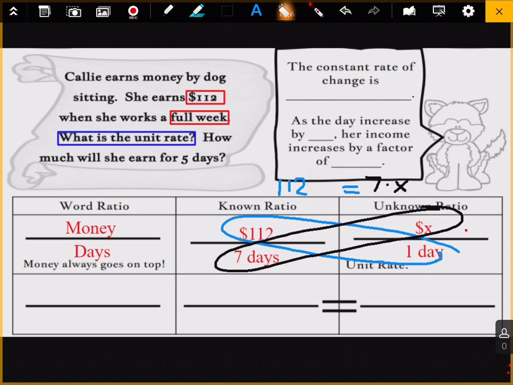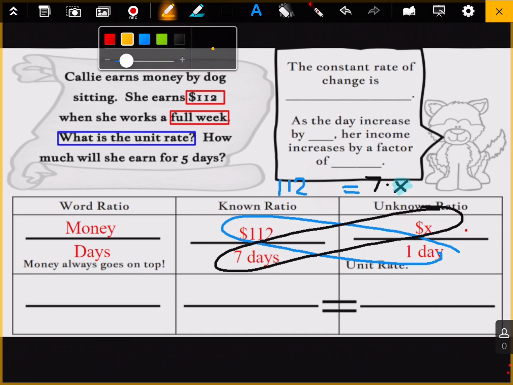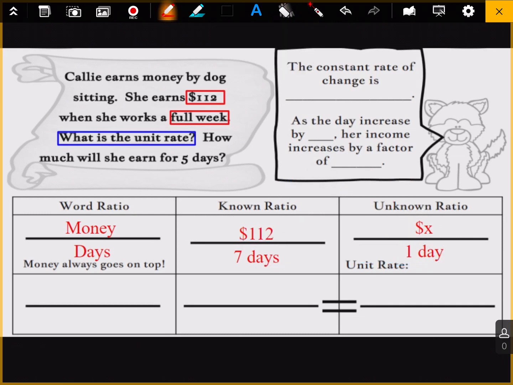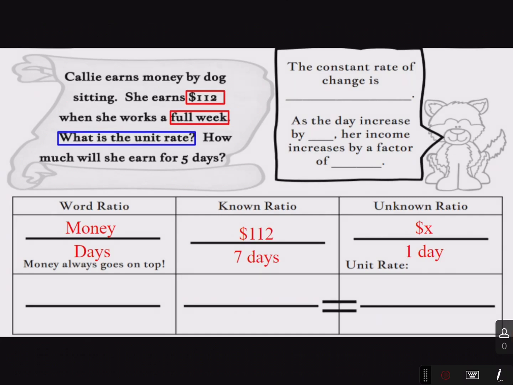Now I need to get that x all by itself, and it's over here with the 7. Since they're touching and since they're multiplying, we have to do the opposite, which is to divide them. So we're going to divide by 7 on both sides. The 7 cancels to leave our x alone, and 112 divided by 7 gives us a total of 16 for our unit rate. So I'm going to erase this real quick, and pop that up right there. So the unit rate is $16 per day. That's what we found out by cross multiplying these two ratios or fractions, and then dividing to get our unit rate.